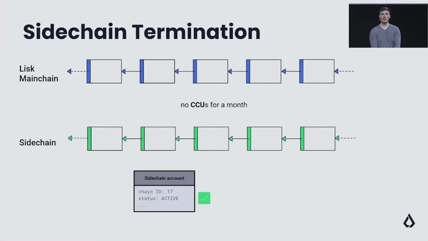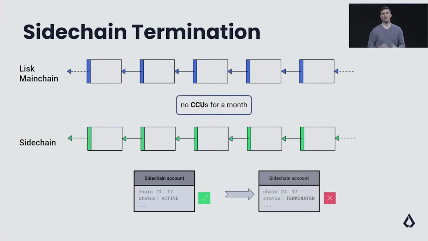All right, so let's start with sidechain termination. The main reason for termination is probably inactivity. Sidechains are required to post one cross-chain update to the main chain every month to show that they are live and to maintain the connection to the main chain. If they fail to do so, the main chain will consider the sidechain as not live anymore, and the connection will be terminated.